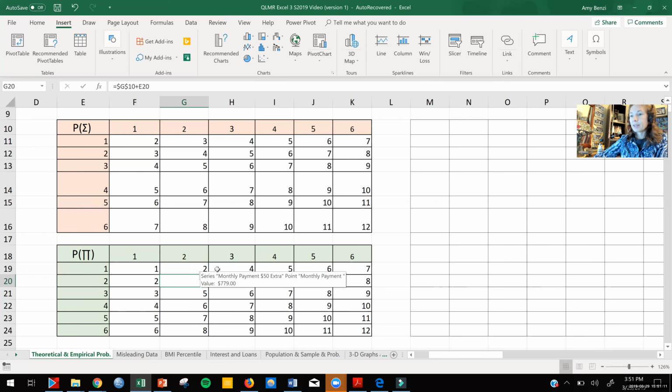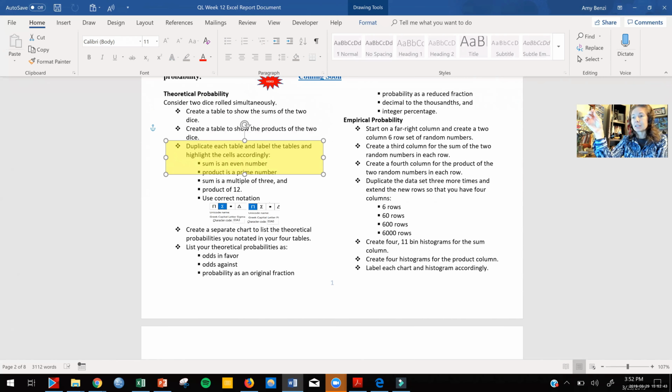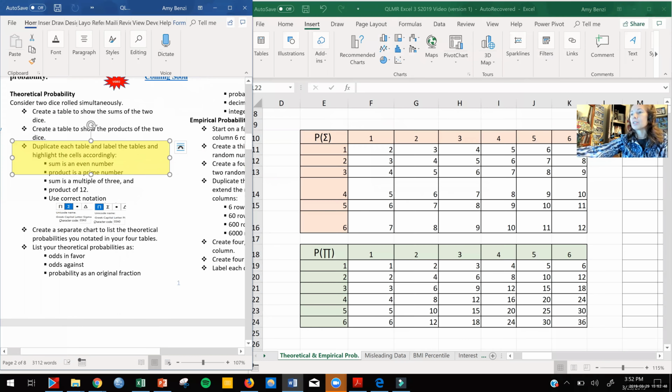All right, what is next on our to-do list over here? The next piece of this puzzle is to, let's see, we finished that. We created a table to show the sums, we created a table to show the products, and now we are going to duplicate each table and label the tables and highlight the cells accordingly. All right, so let's go ahead and first just duplicate our tables.